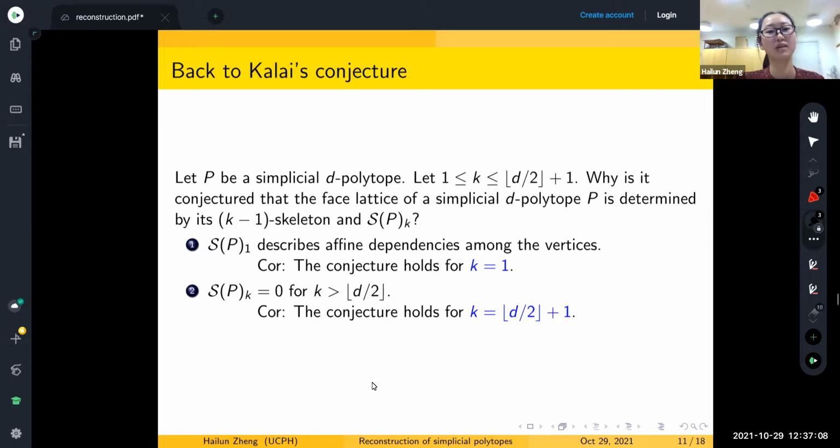So what does that mean? It means that it tells you nothing if you look at the space of affine k stresses. And then it really means that the k minus 1 skeleton suffices, okay? So in that particular case, Kalai's conjecture also holds. So now you see why he proposed this conjecture. It's like an interpolation conjecture between these two well-known results, all right?